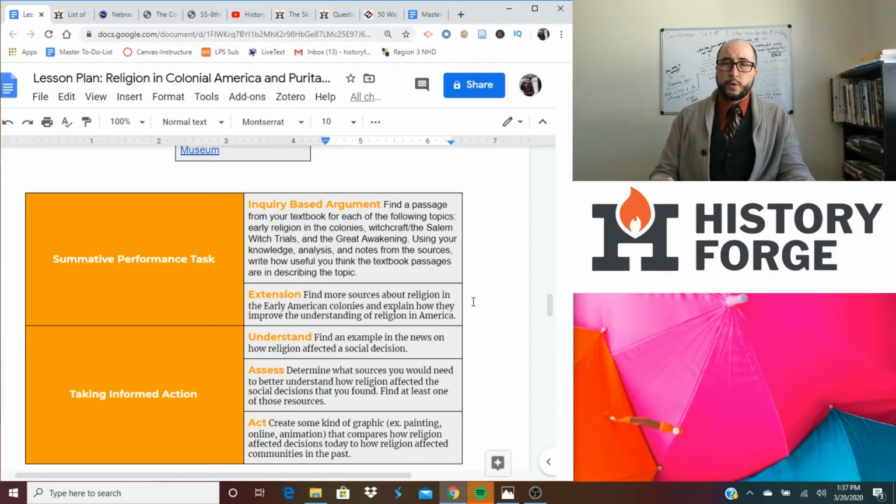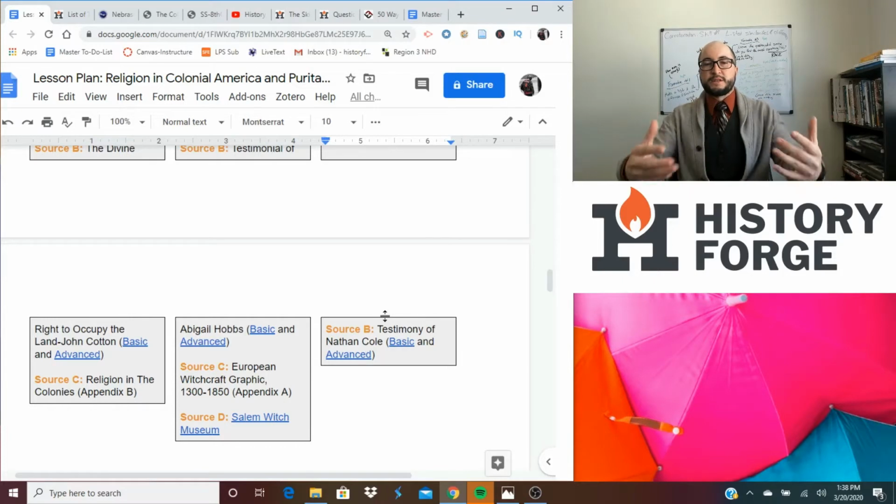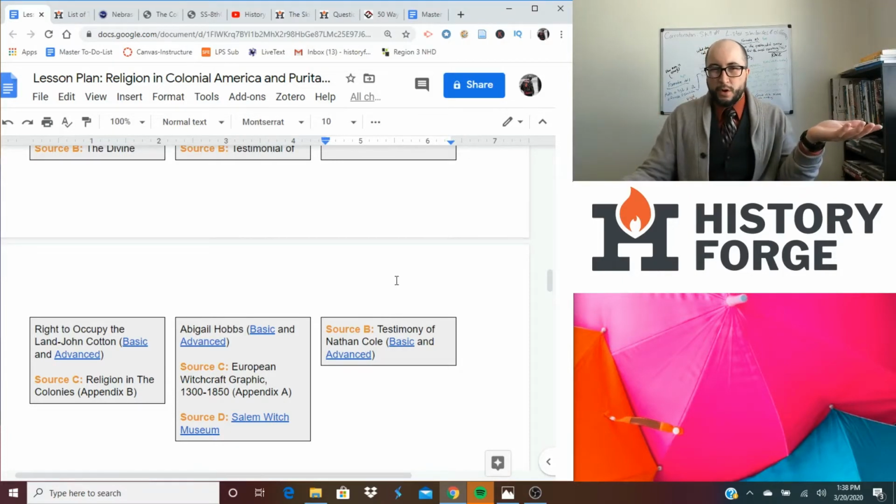This is a really important one because part of monitoring and questioning is students being able to go out and find their own sources. The truth is, I gave these sources to you, and if I was the teacher giving these to my students, the students didn't really have to work hard to find the sources.